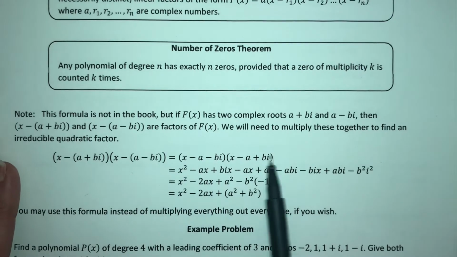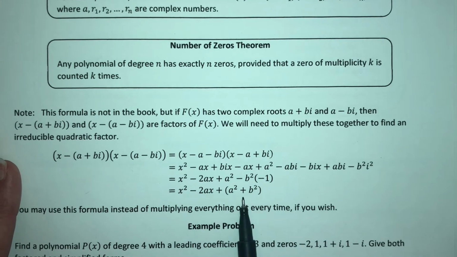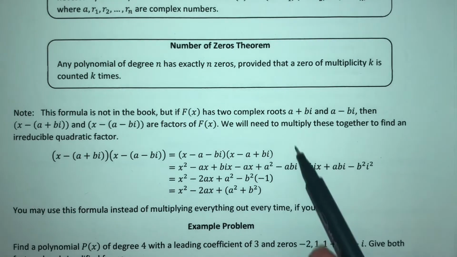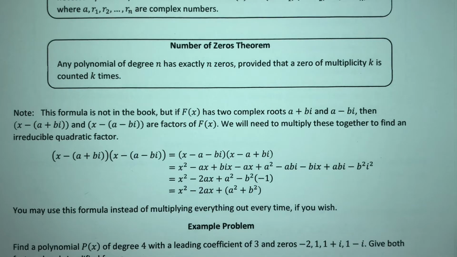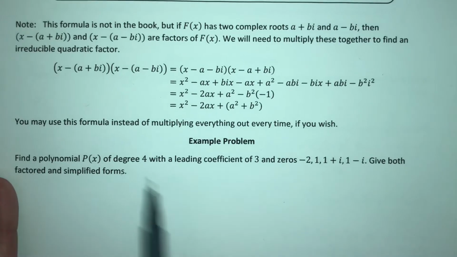And if you do that, then you get this. I've just worked through all of it, but you can go directly to this answer, and that's going to be useful later. So you can use it every time if you wish. If you don't want to, you can go through this process every single time. It's up to you. Okay, but let's find a polynomial of degree 4.